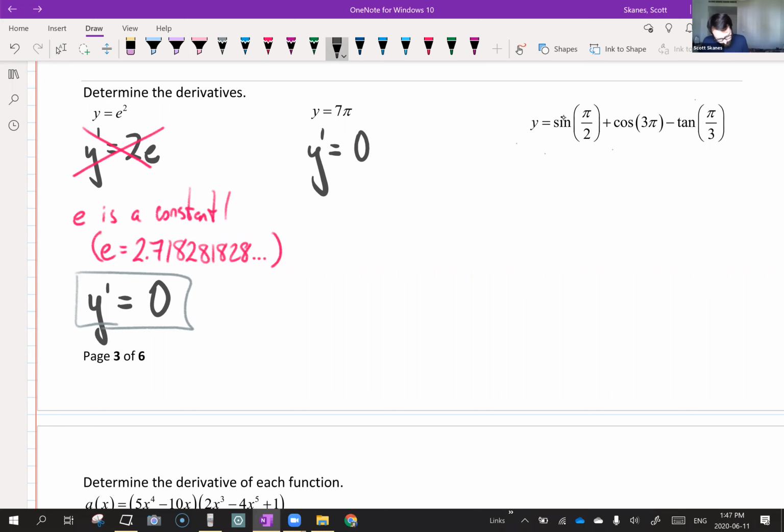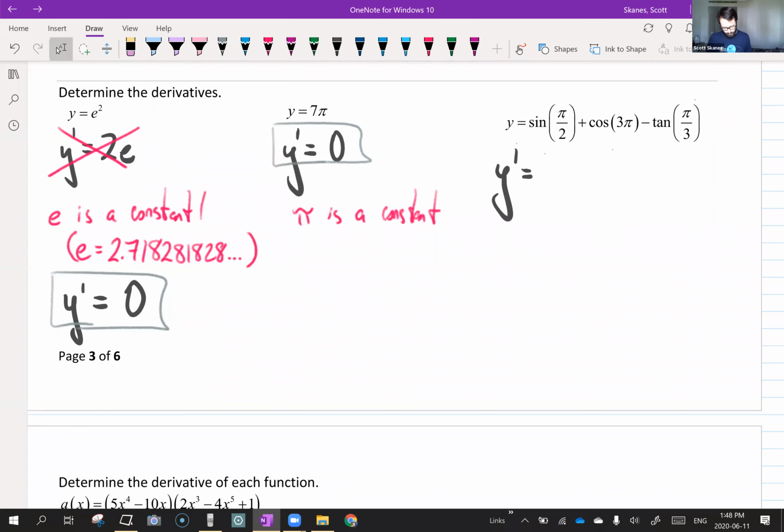So this is 0. And in case it's not clear, pi is a constant. What about the next question? Well, sine of pi over 2, cosine of 3 pi, tan of pi over 3. If you were to put those in on a calculator, they all give numbers. They don't have an x. They're all sorts of different numbers, but they're all constants, which is why we have this.